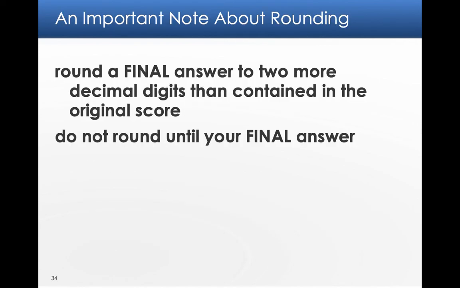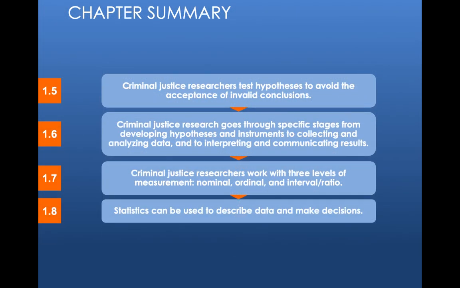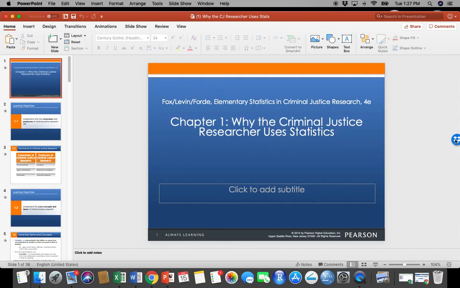An important note to think about in terms of rounding, whenever we're doing math with statistics, we don't want to round until we get to our final answer. And for our final answer, we want to round 2 more decimal digits than what was in the original score. And that wraps up chapter 1, why and how we use statistics in criminal justice.